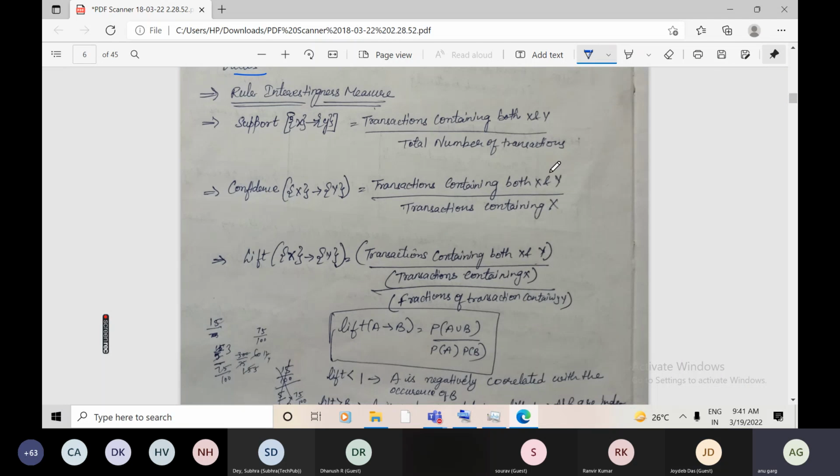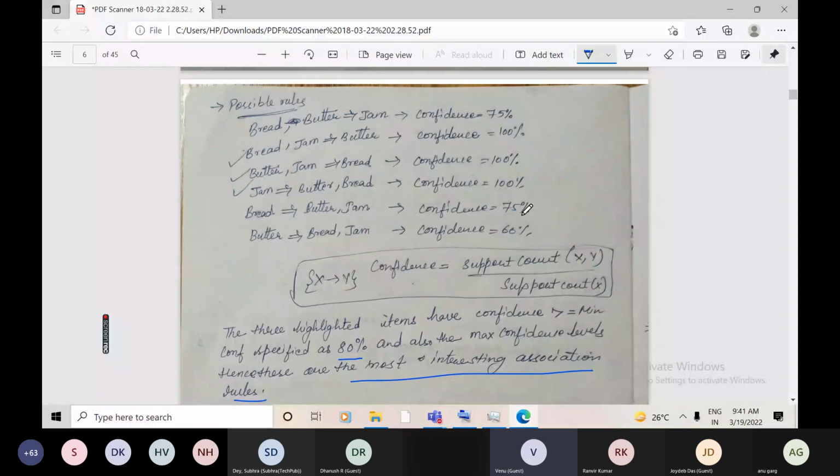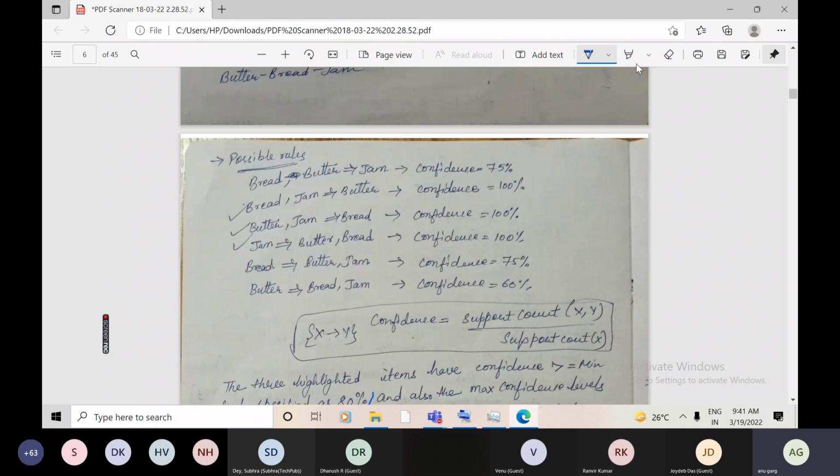How did we arrive at that 80%? That is given in the question. Okay, let's move on to the next.